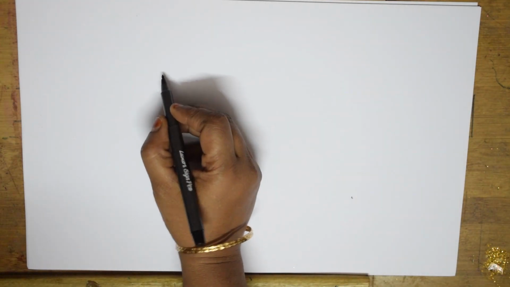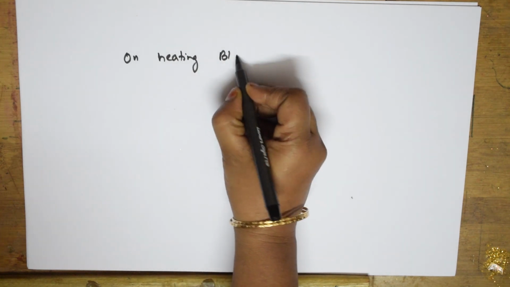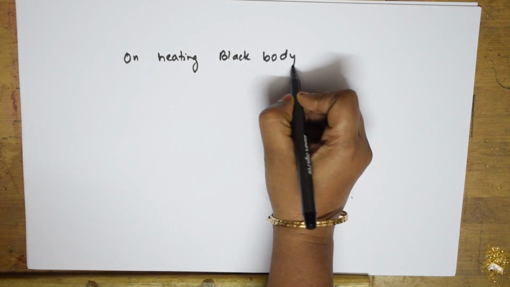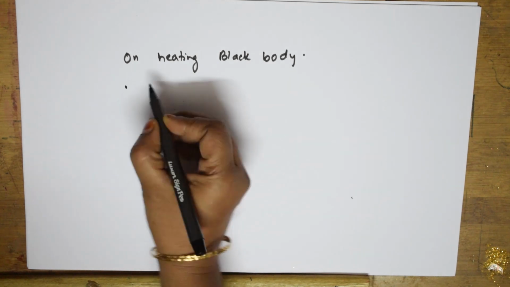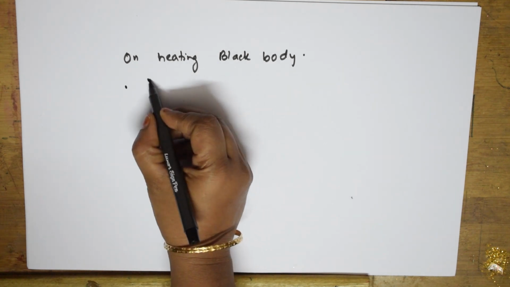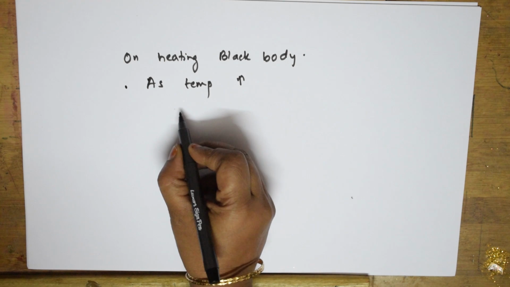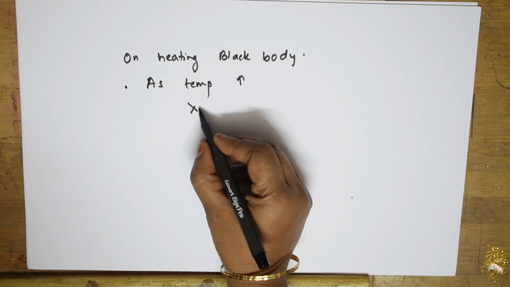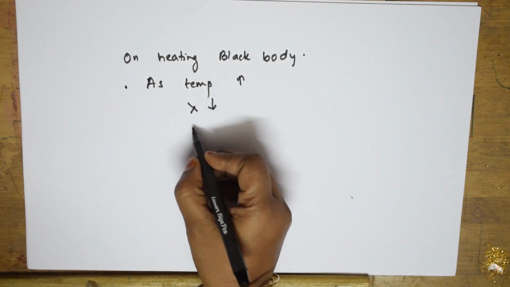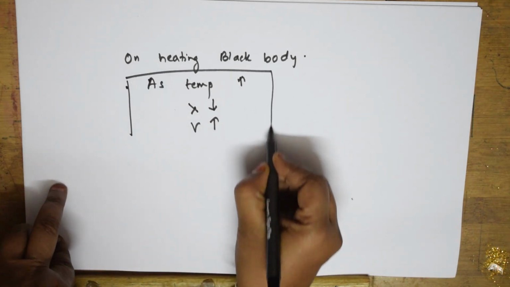So what is the concept? Whenever you're heating a black body, let us write, on heating a black body, what did we observe? We have observed that as the temperature increases, the wavelength of radiation emitted decreases. And frequency increases. If you understand this concept, it is very easy. This is the most important thing.